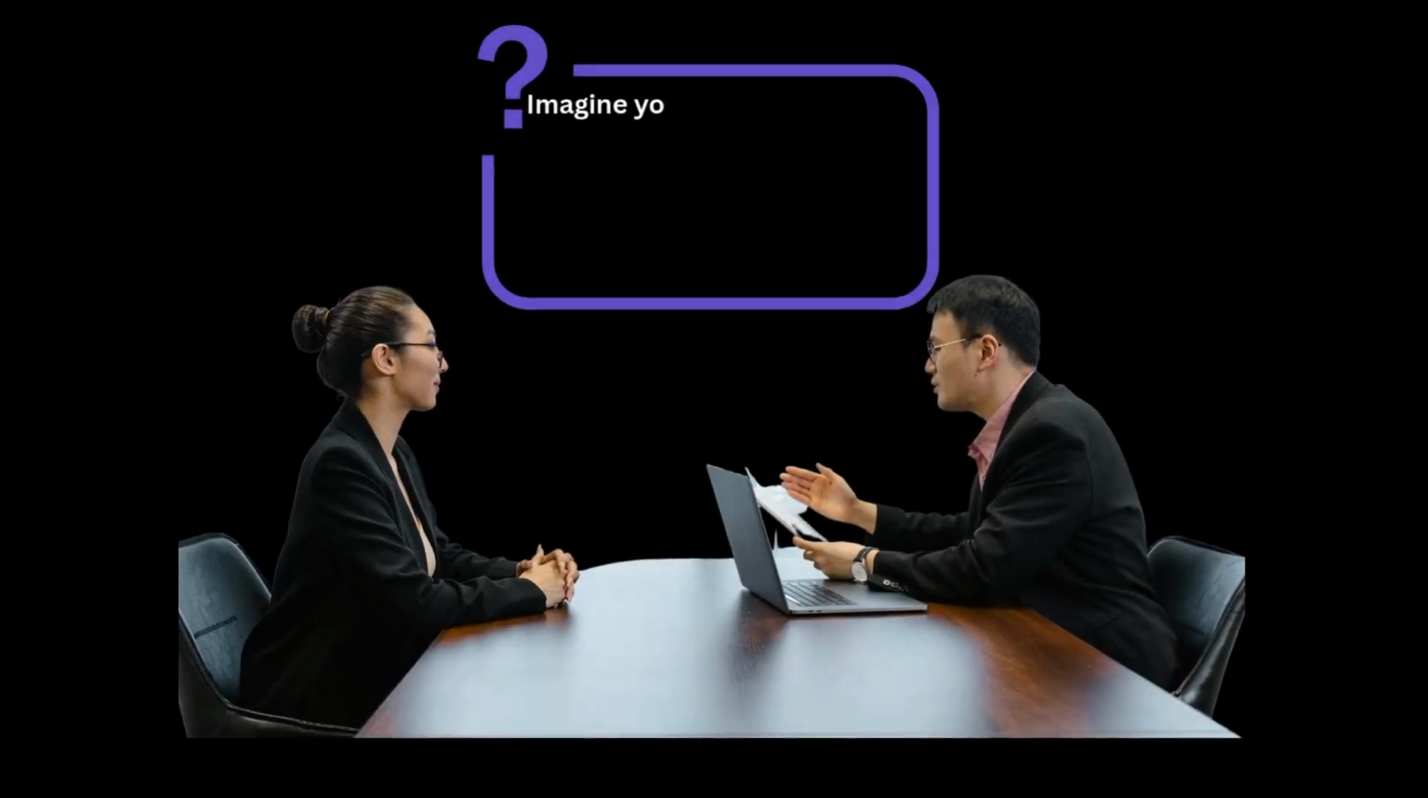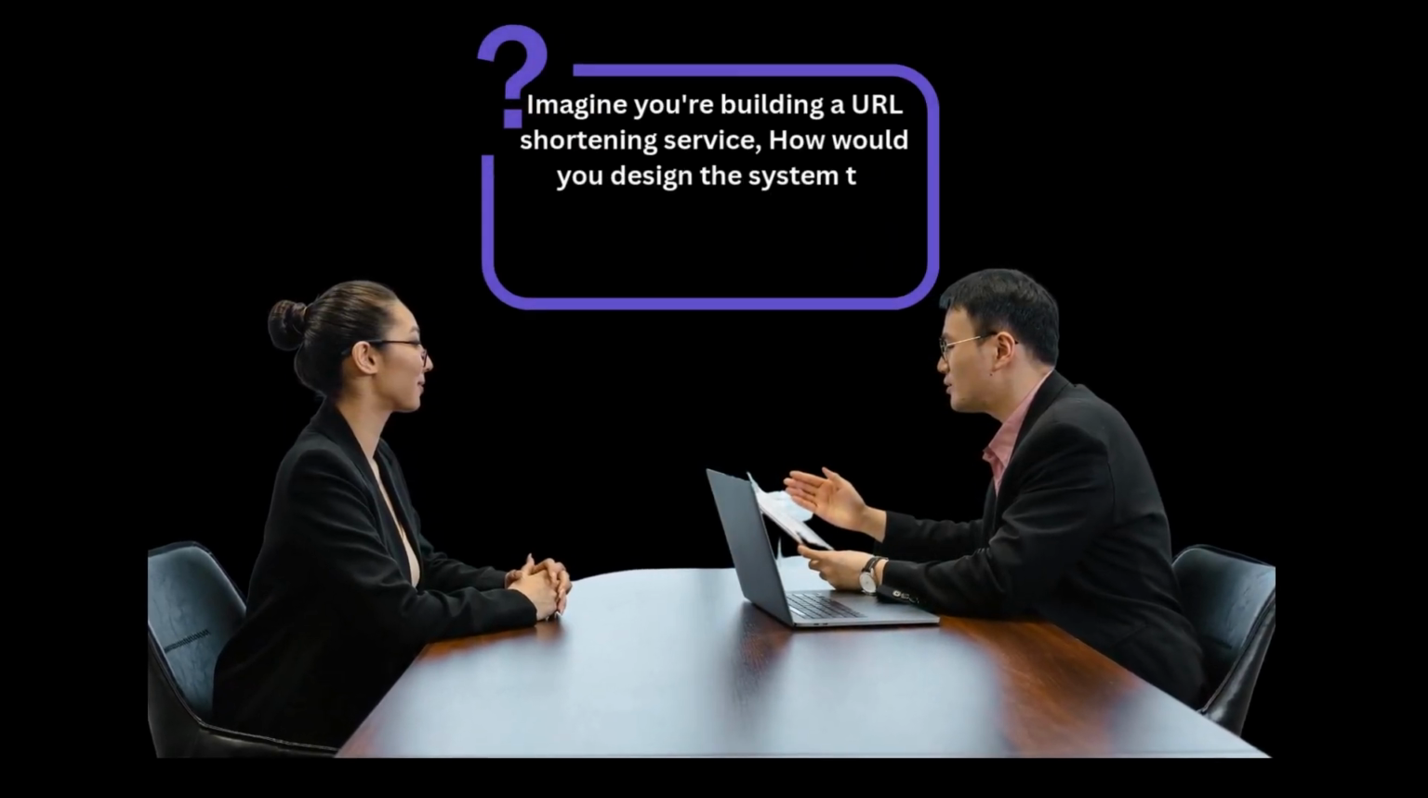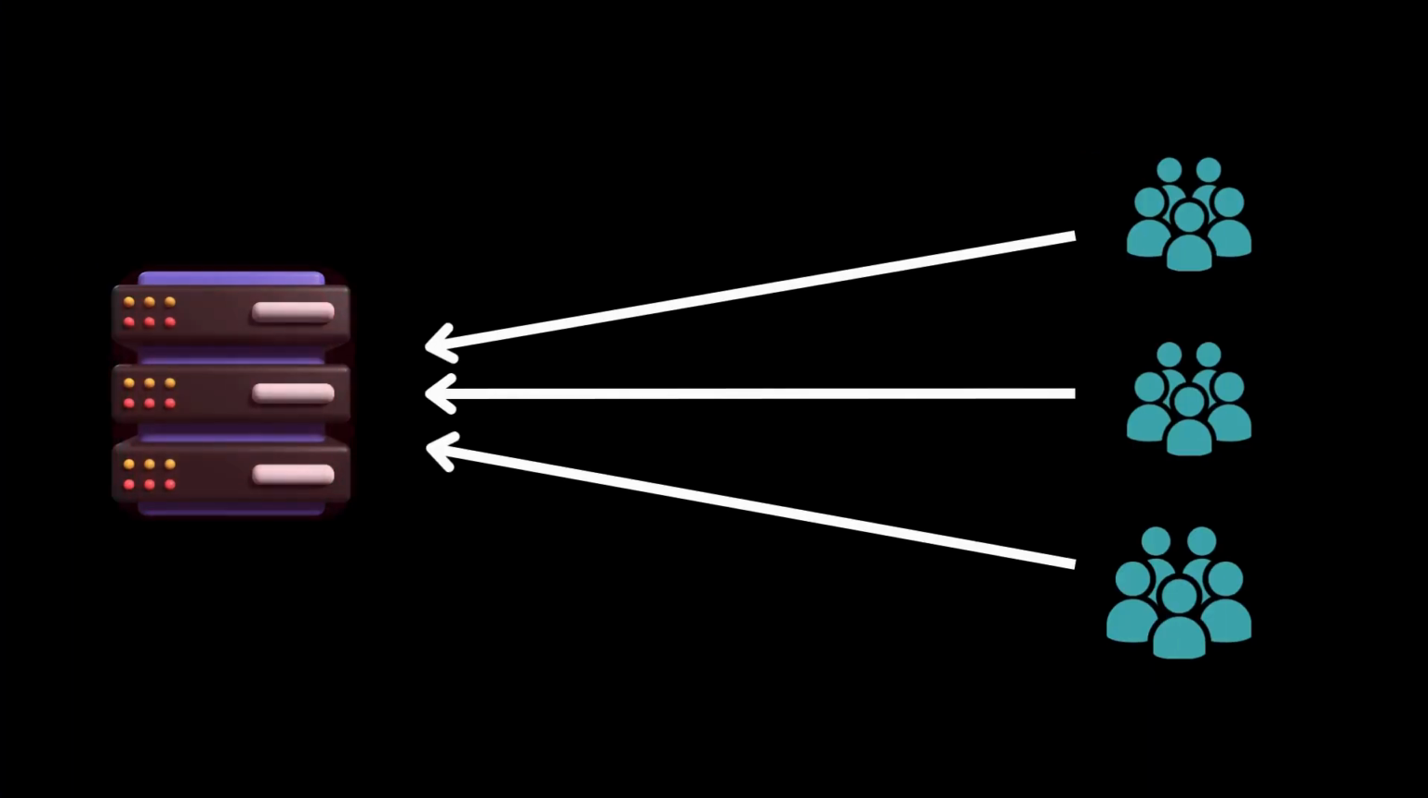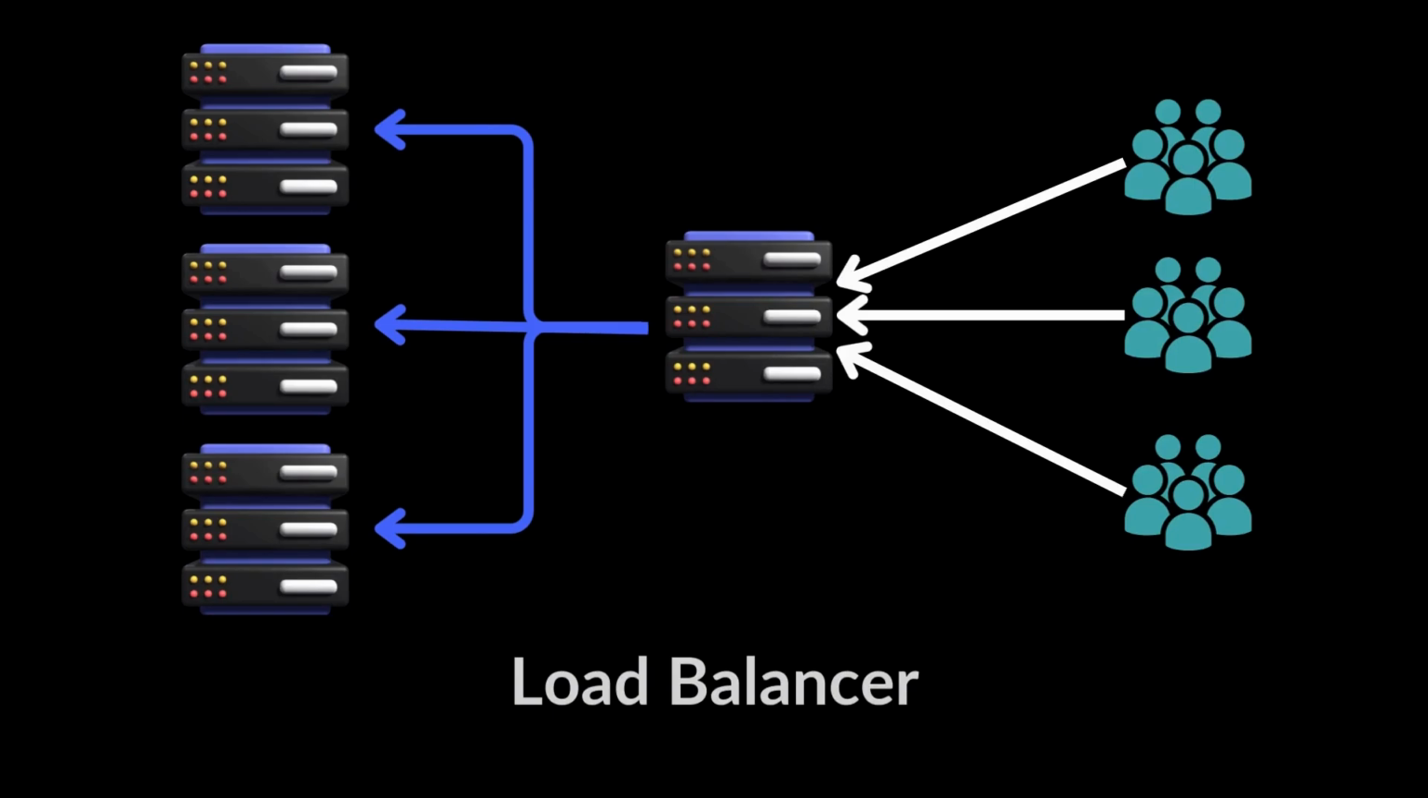Okay, well explained. Imagine you're building a URL shortening service. How would you design the system to handle a high volume of requests and ensure reliable redirection? Let's introduce a load balancer. It acts as a traffic cop, directing incoming user requests across multiple servers to prevent overload and bottlenecks. By distributing traffic efficiently, load balancing ensures that no single server is overwhelmed, maintaining optimal performance and reliability.